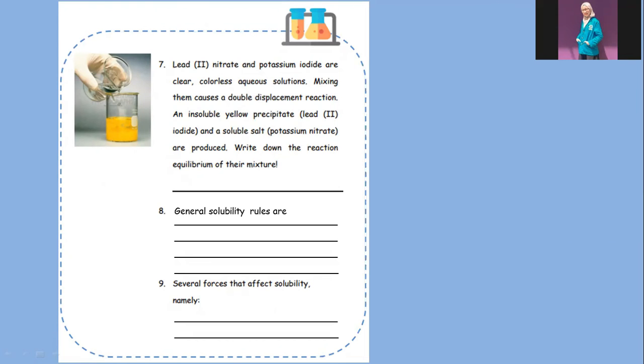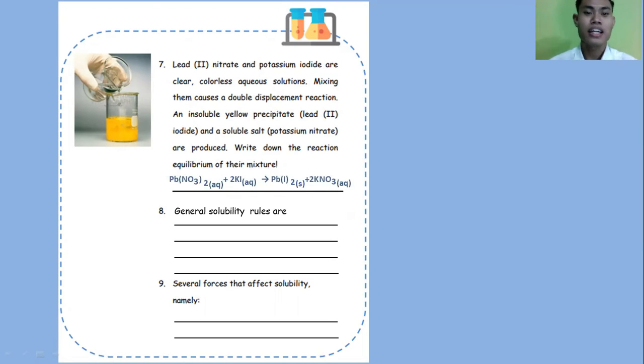Okay, number 7. Lead nitrate and potassium iodide are clear, colorless, aqueous solutions. Mixing them causes a double displacement reaction. An insoluble yellow precipitate, lead iodide, and a soluble salt, potassium nitrate, are produced. Write down the reaction equation of their mixture. So the answer is: if lead nitrate reacts with potassium iodide, it will produce the yellow precipitate, namely lead iodide, and the soluble salt, potassium nitrate. You can see the compounds on the screen.